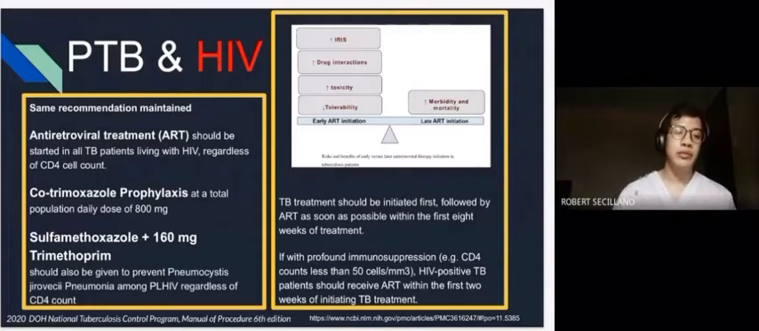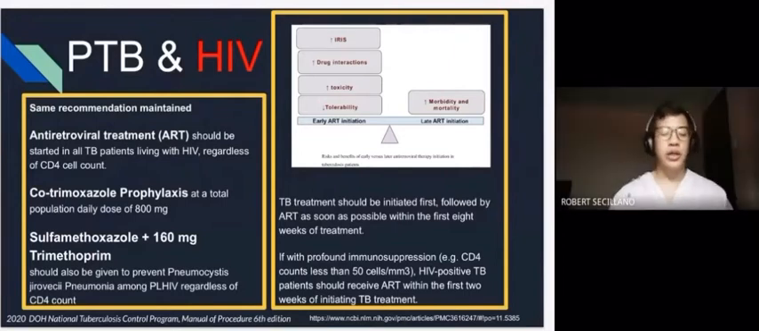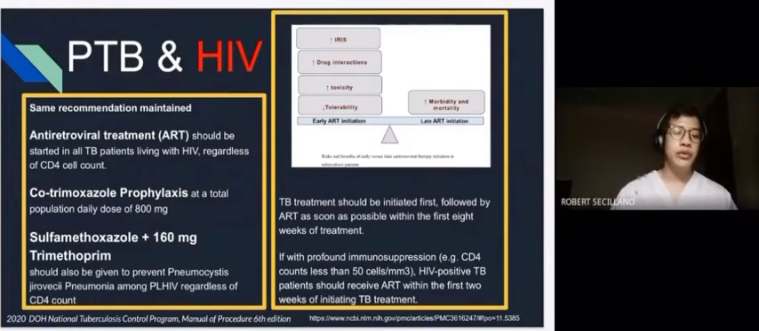Often, ART is delayed because of possible drug interaction between rifampicin and the antiretroviral drug. What are these reactions? First is IRIS, or immune reconstitution inflammatory syndrome, and drug interaction toxicities. But a delay in administration of ART will lead to an AIDS-related increase in morbidity and mortality, as you can see in the picture. So a balance between early and late administration of ART should be optimal.